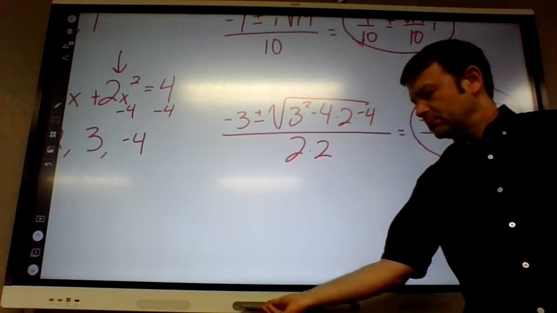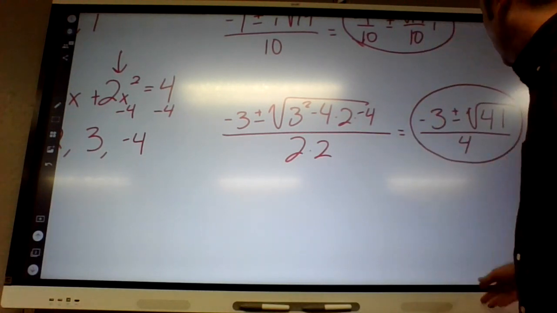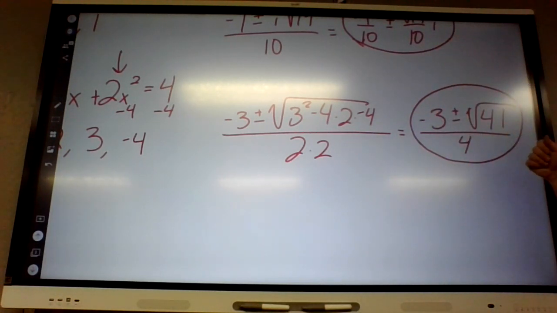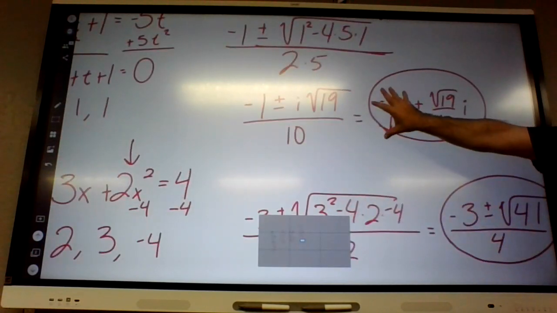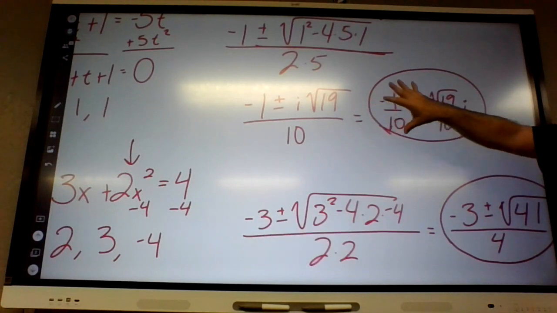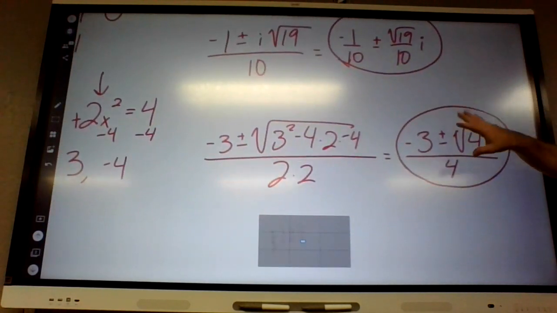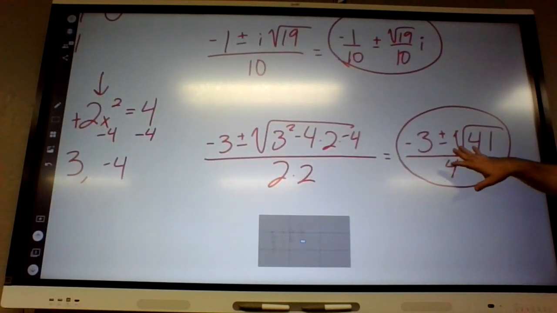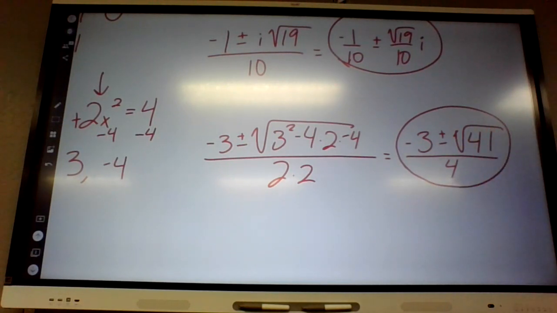Wait, why don't we have to simplify it? Well, there's nothing we can do. The square root of 41 doesn't do anything. Technically, you could split it up into 2. They really only want you to do that when it's imaginary because they want the real and the imaginary separate. But if it's real, you can just keep it all together.